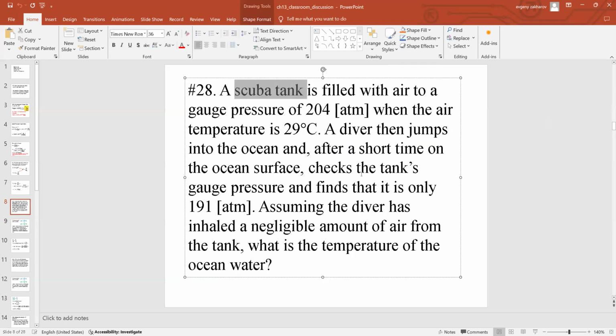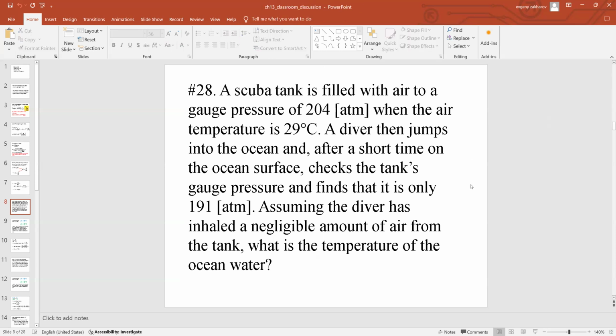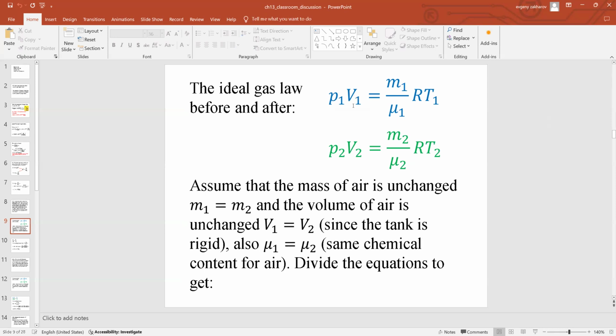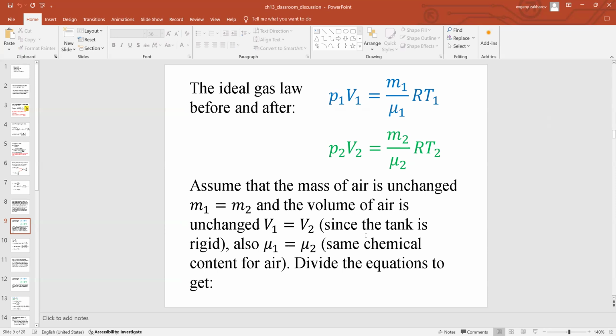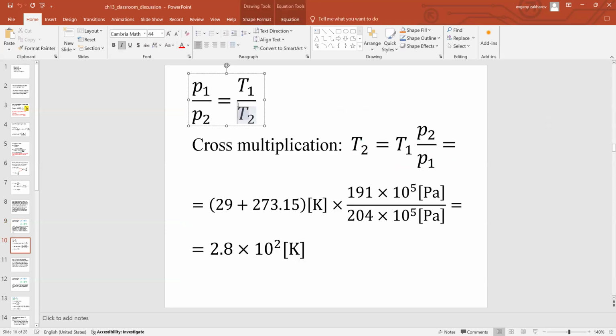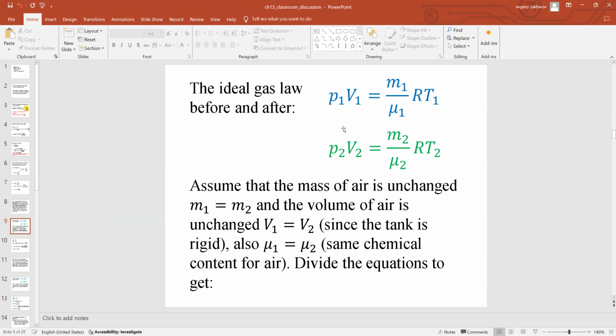It was a scuba tank of a certain volume. Once you dive into water, it's still the same scuba tank with the same volume. So volume is the same. And same chemical content for air. So what you will normally be doing in terms of algebra is dividing the equations left side to left side, right side to right side, and this is what you're going to get in this case. So everything cancels: V cancels, M1 to mu1, M2 to mu2 cancels, and gas constant R also cancels.